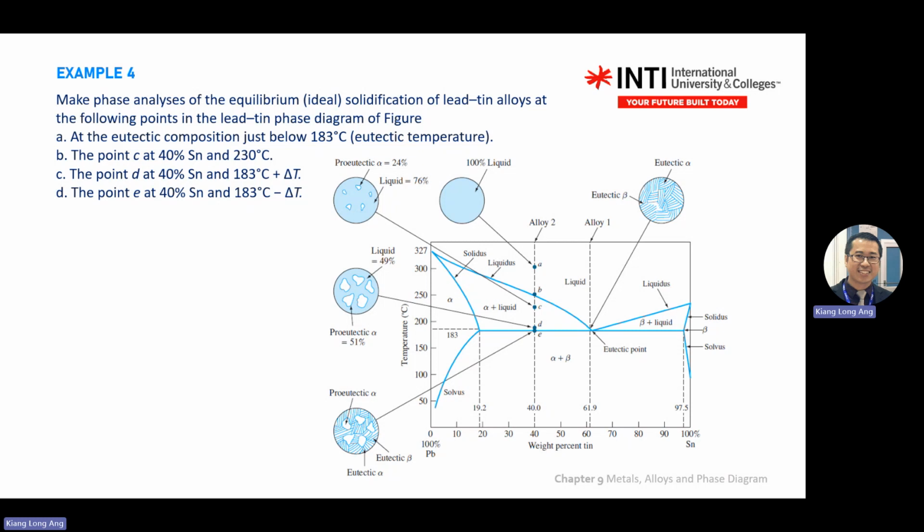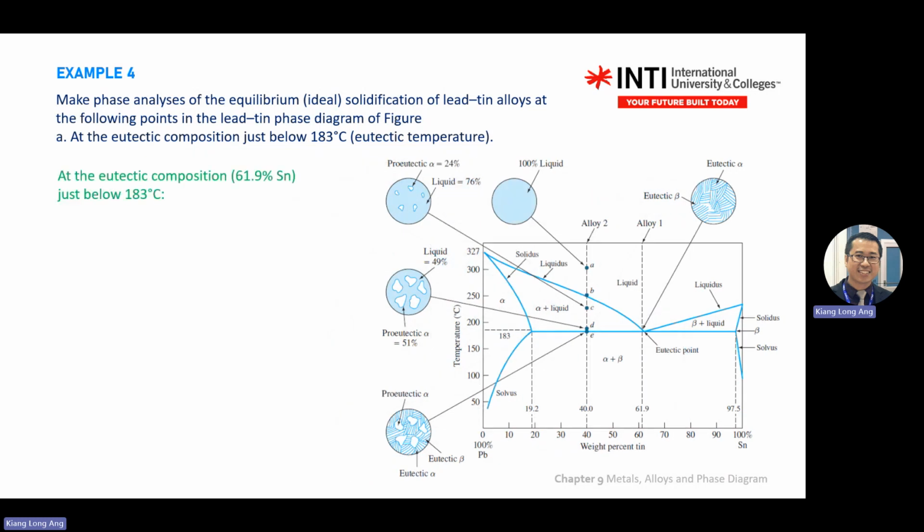So following the point or diagram figure at eutectic composition just below 183. Just below 183 here. Okay. So the point C, I asked you to do analysis, means how many percent of eutectic, how many percent proeutectic, and so on. So I show you the first one. At eutectic composition just below 183, what do you have or what do you see over there? Okay, so at this point, just below 183, alpha, beta, solid, right? So phase present is alpha and beta.